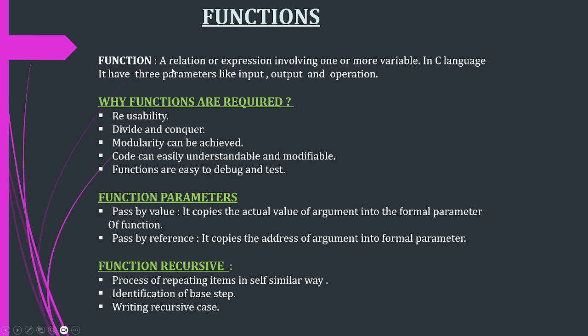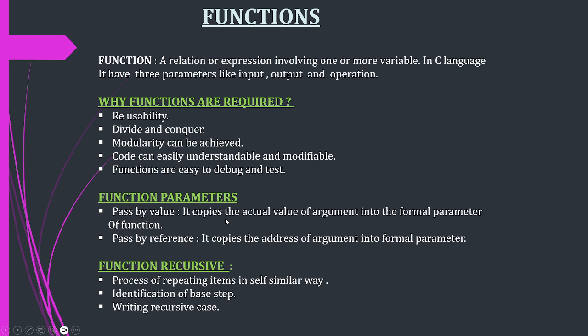Next, move to the functions. A function is defined as a relation or an expression involving one or more variables. In C language, it has three parts: input, output, and operation. Why are functions required? Functions are required for reusability, divide and conquer, and modularity can be achieved. Code can be easily understood and modified, and functions are easy to debug and test.